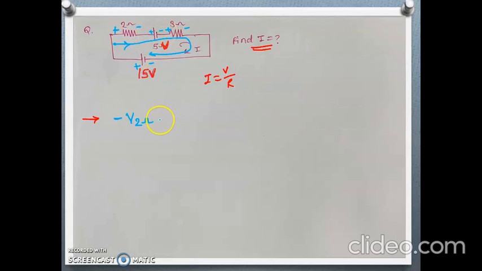Then we come here, positive to negative, so negative voltage drop, 5 volt. Then again plus to minus, so minus voltage across 3 ohm, then from here negative to positive, so positive 15 volt equals 0. This is by applying KVL to the given loop. Here only one loop is there, so we have only one equation.